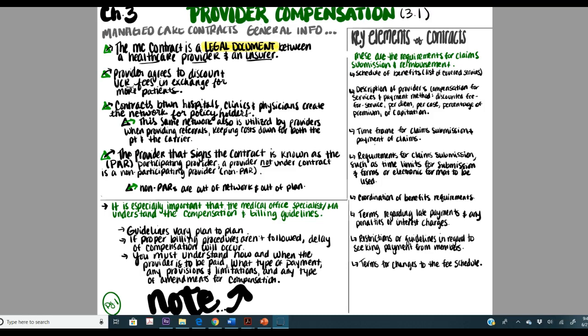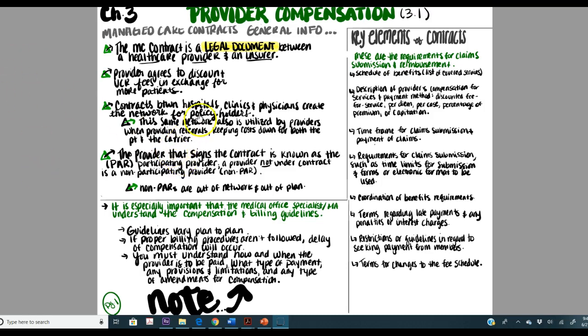What happens here is the provider says, okay, I will sign up and go into a contract with this managed care organization, and in doing so I will become a part of this network, and that will allow the managed care organization to funnel more patients to me because I'm part of the network, and I will have an increase in patient load and therefore make more money, and so I can afford to discount my usual and customary and reasonable fees. And so that's kind of how that works out.